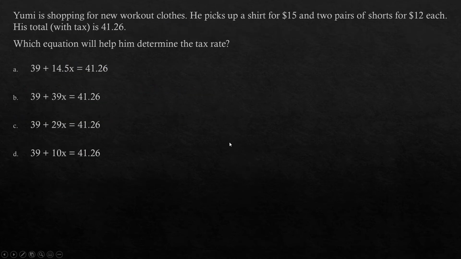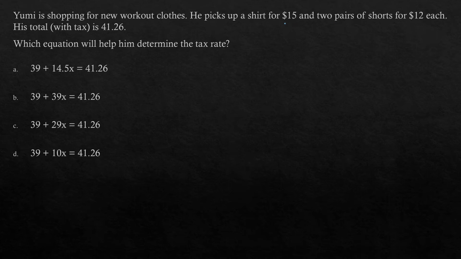Alright, Yumi is shopping for new workout clothes. He picks up a shirt for $15 and 2 pairs of shorts for $12 each. His total with tax is $41.26. Which equation helps him determine the tax rate?